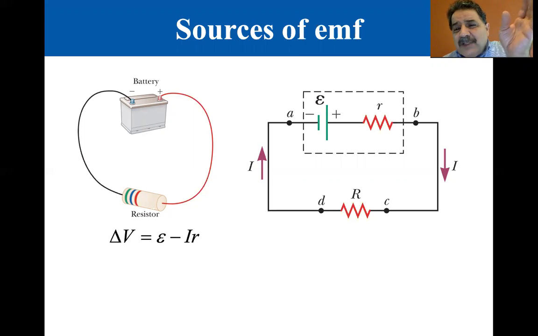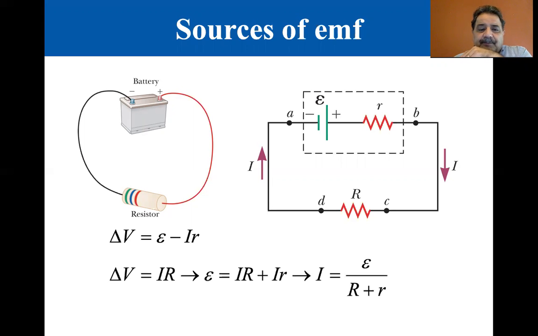Most of the time we can't measure it, but it does drop a little bit because every source of EMF has some internal resistance. The delta V across the resistor is IR, so the EMF is equal to IR, the voltage across the external resistor, plus Ir. It's all one current. The same current runs through the same thing. So it's I times the external resistor plus I times the internal resistor.